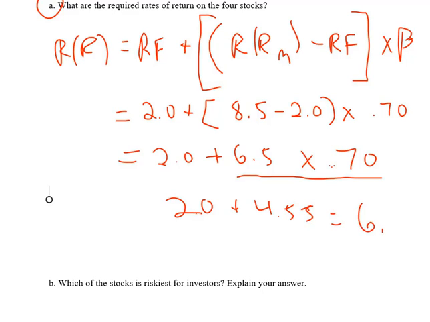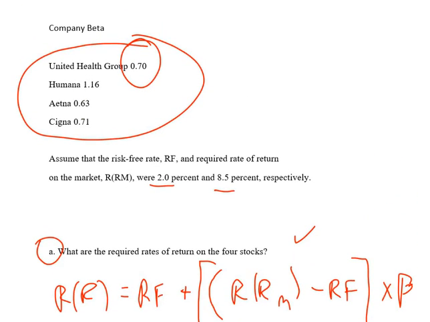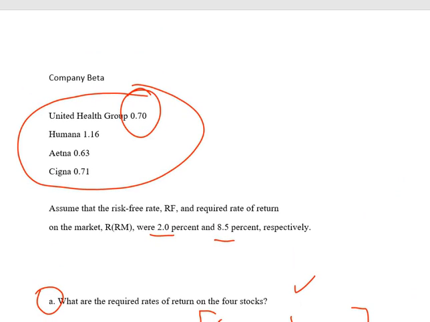So 6.55%, or we can just say 6.6% is the required rate of return on this particular stock, that United Healthcare Group. Isn't that pretty cool? You can calculate a required rate of return, what that stock should be returning to you based on its comparative volatility with the rest of the portfolio, which in this case is the entire stock market. So that's a pretty powerful tool right there.